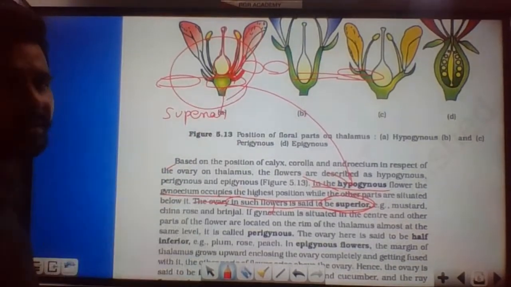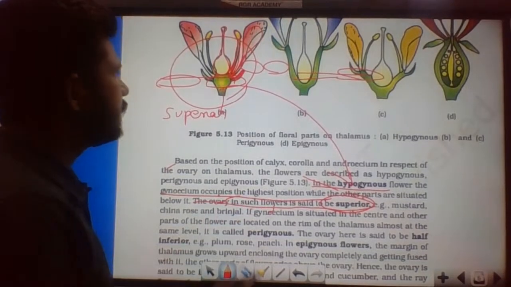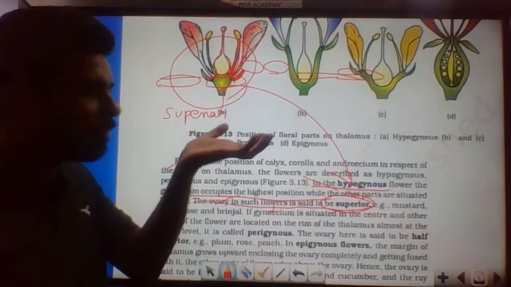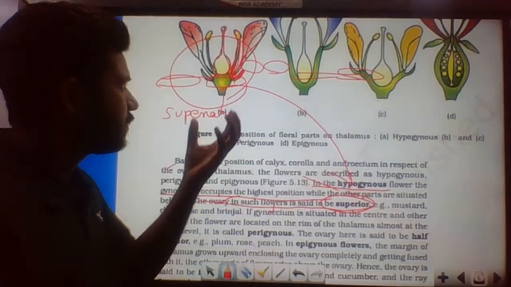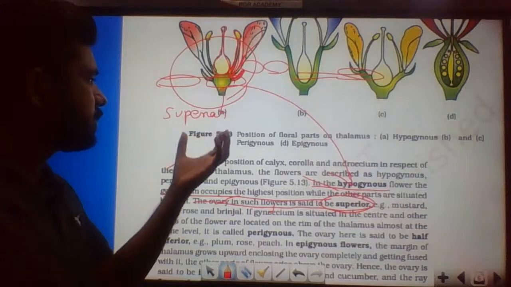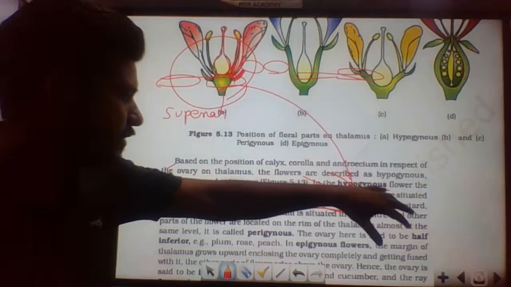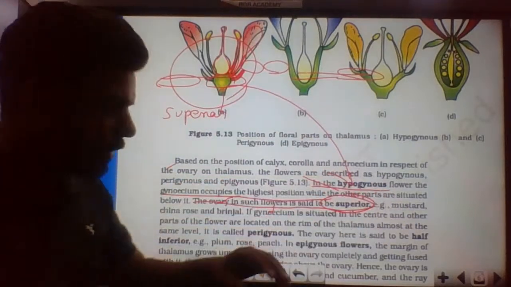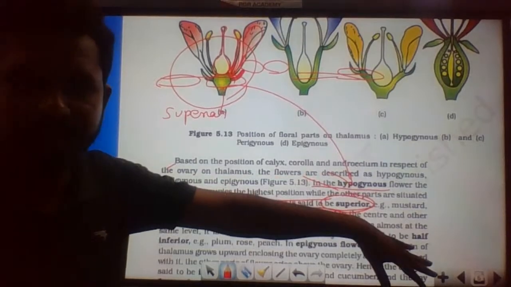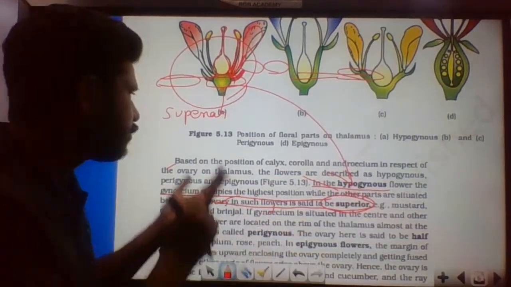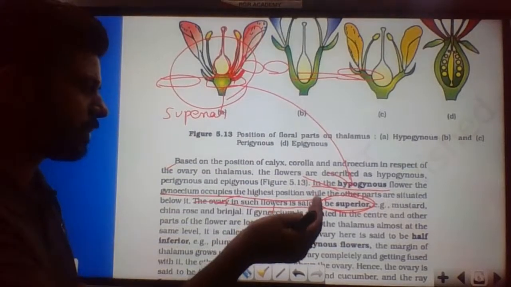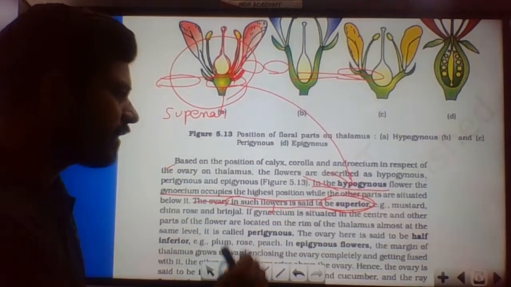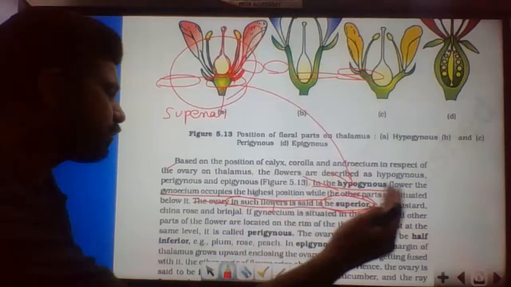Okay. So when we call it a superior type of ovary, the gynoecium is present above the level and the other structures just below it. So this type of flower is a hypogynous flower. So you can think of it this way: whenever there is a hypogynous flower, the ovary is superior type. Now the third one is, which plants have hypogynous flowers and the superior ovary?